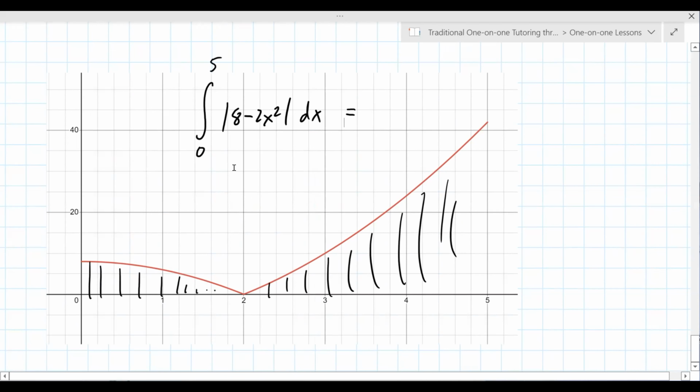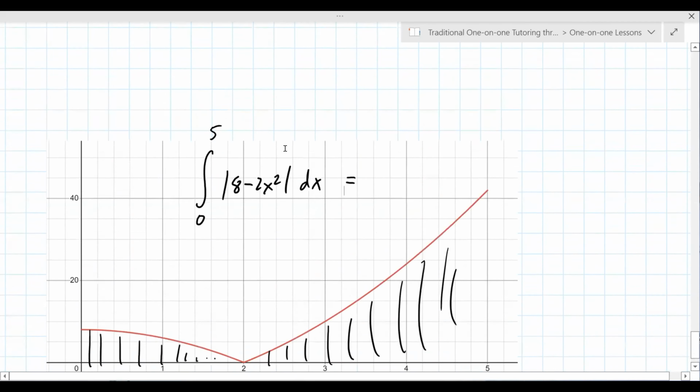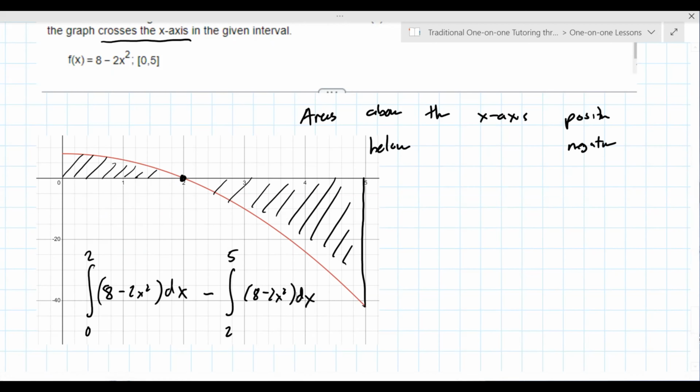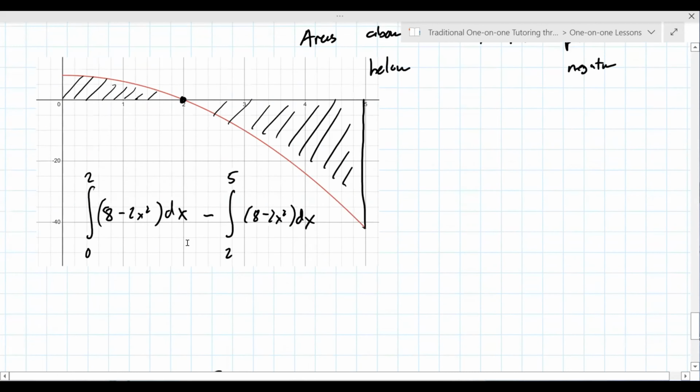Now, if we were in a traditional classroom, you wouldn't do this. You would go back to the previous way of looking at it. You would integrate from 0 to 2, 8 minus 2x squared dx. That'll give you that positive one. But then you subtract the area from 2 to 5, 8 minus 2x squared dx. They both give you the same answer, but if you're using technology, which students do, a calculator or a web tool, you do the one with the absolute value.